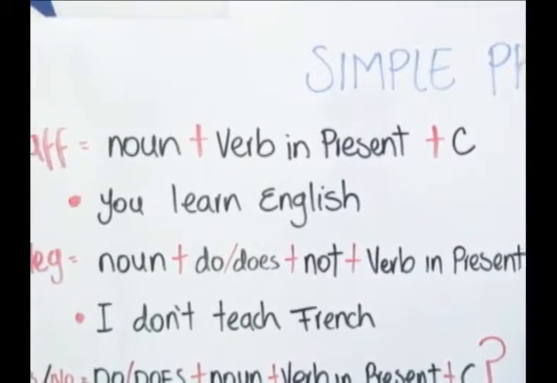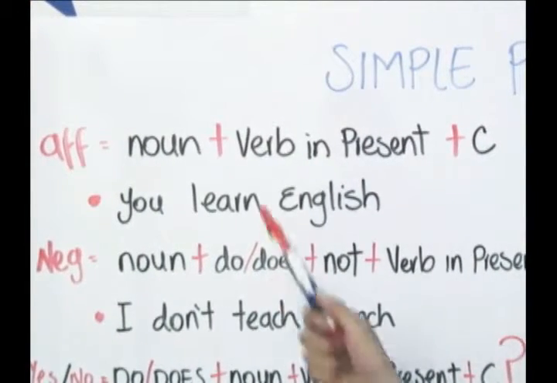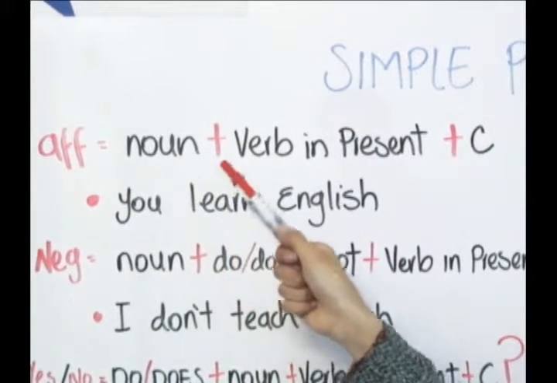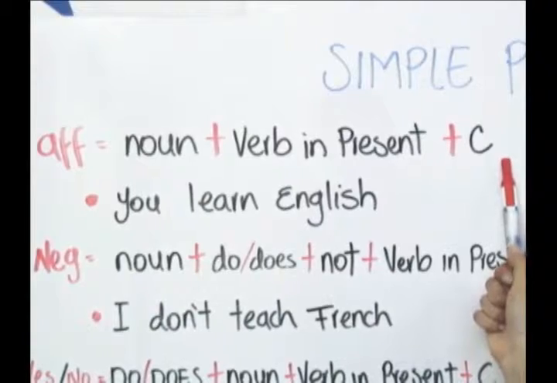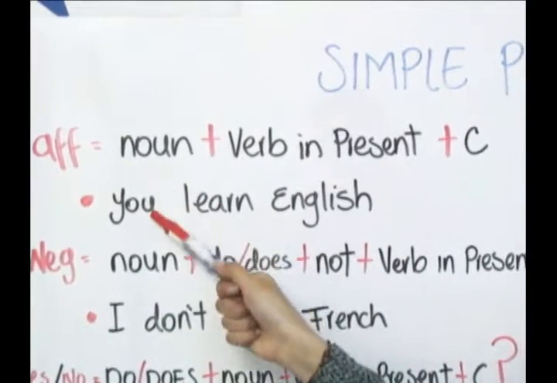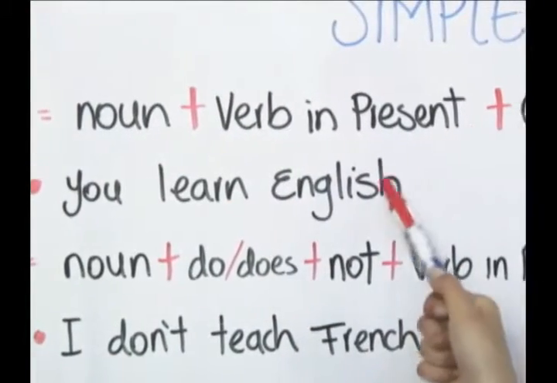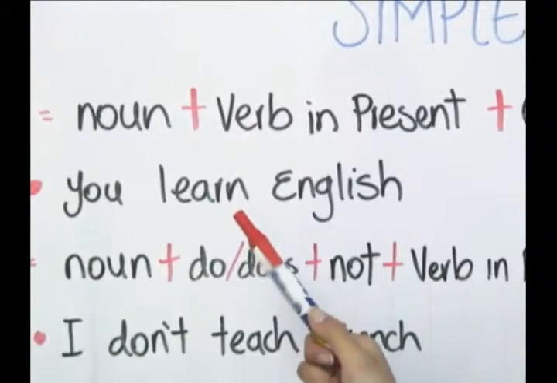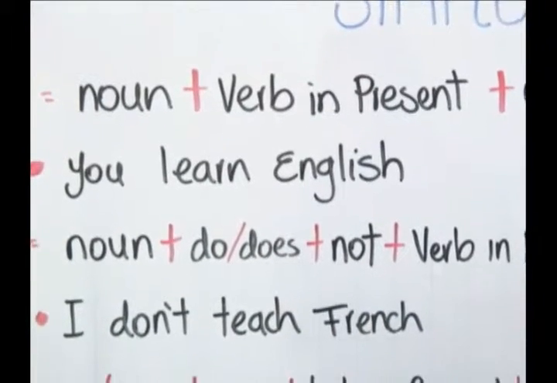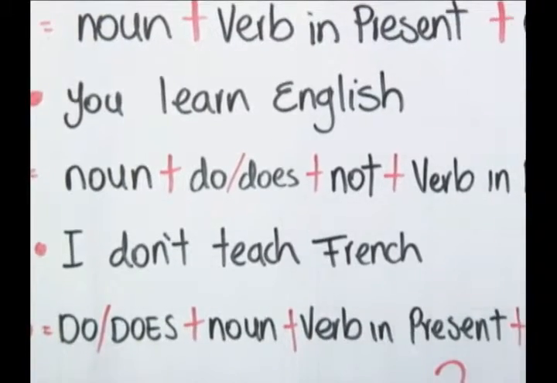Now, let's see the structure. In affirmative, we have noun, the verb in present, and the complement. Let's check the example. You learn English. So here we have the complete information. It is really important that you do know some rules for the third person in affirmative. Come with me.